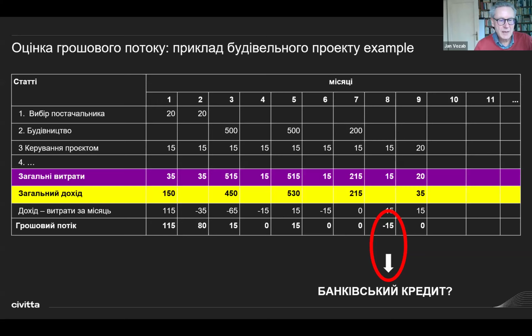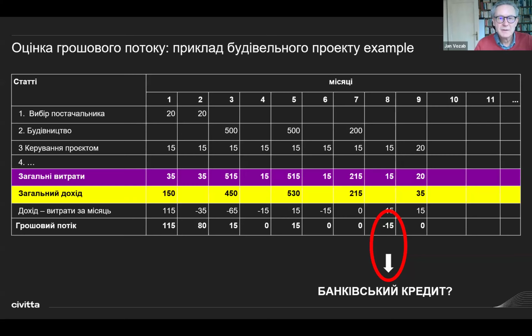And it seems okay, because even if you spend more in some months than you actually get, you still have mostly some money remaining from the previous month, with the exception of month 8. In month 8, you get minus 15 money, so you don't have 15 money to cover your expenses.